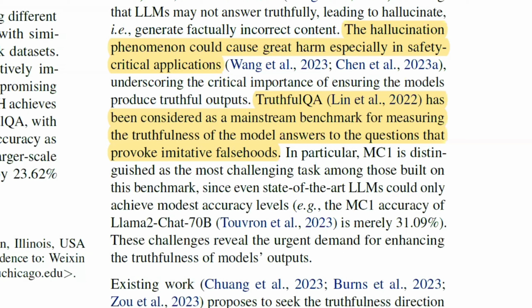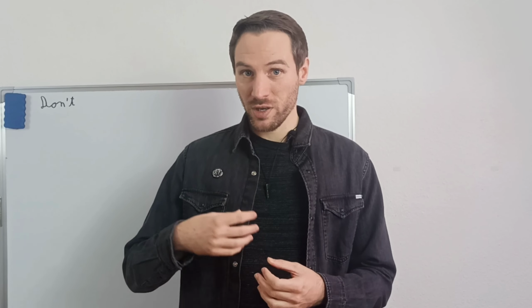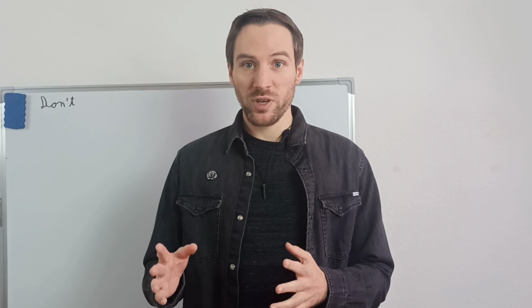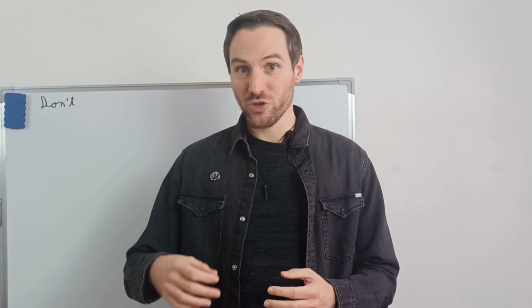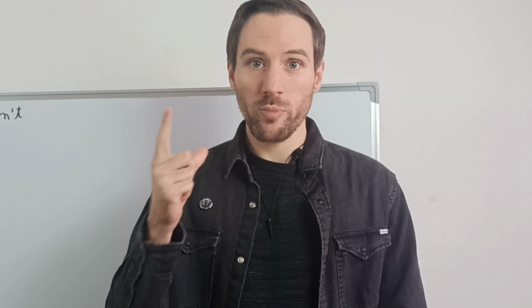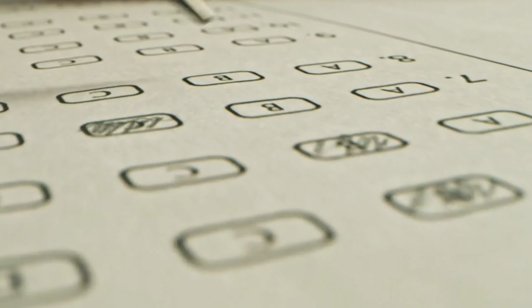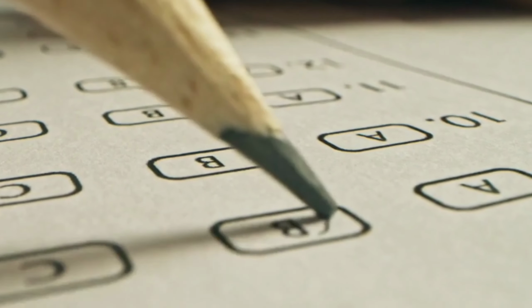This paper explains how GRATH works and tests it against TruthfulQA, which has been considered a mainstream benchmark for measuring the truthfulness of the model answers to the questions that provoke imitative falsehood. TruthfulQA contains questions that are designed to provoke LLMs into giving incorrect or misleading answers. It's basically the main verification test to measure the truthfulness of an LLM and compare different models against each other. It consists of two main tasks, MC1, which has one correct answer to the question, and MC2, which has multiple correct answers to a question.